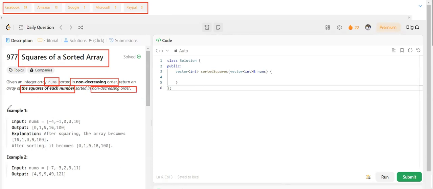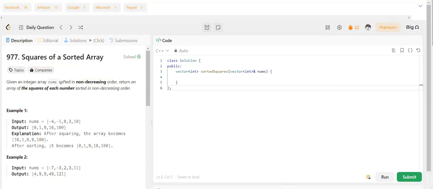If we consider example 1, we can see the input is in non-decreasing order, and the output contains the squares of each of the numbers in the input array. We can see the square of -4 is 16, square of -1 is 1, square of 0 is 0, square of 3 is 9, and square of 10 is 100. And also the output is in non-decreasing order. Let's see how we can approach the solution.